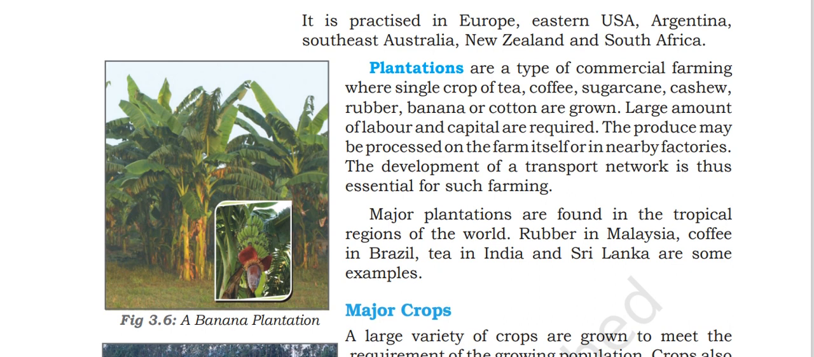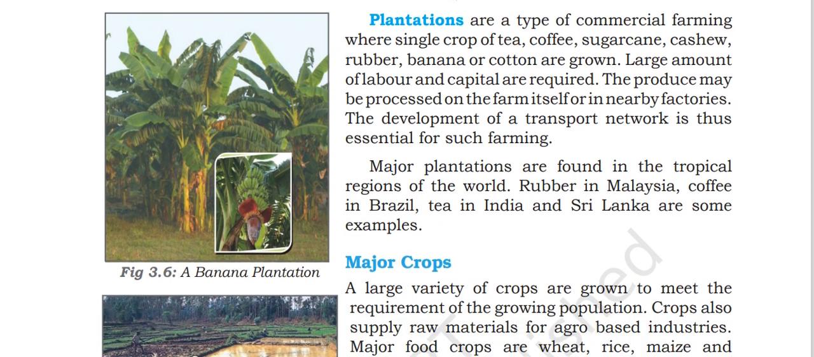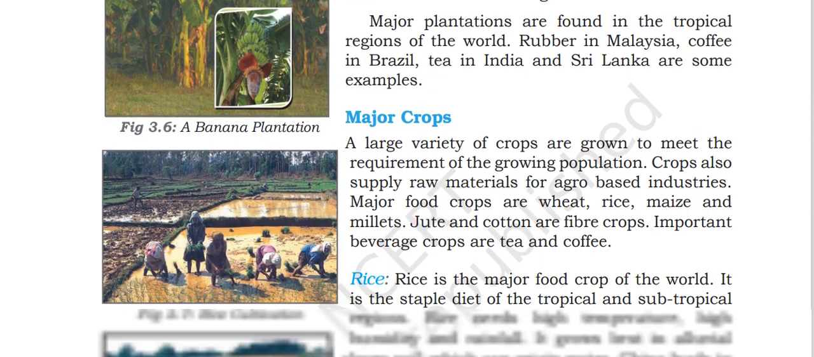Major plantations are found in the tropical regions of the world: rubber in Malaysia, coffee in Brazil, tea in India and Sri Lanka.